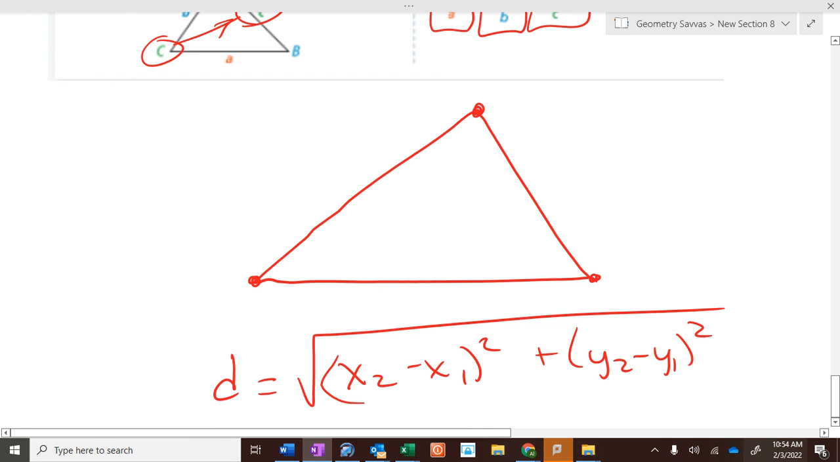Go out to Google Classroom, click on the assignment, and get started. You have almost 20 minutes to work on this, and we need to get to work.